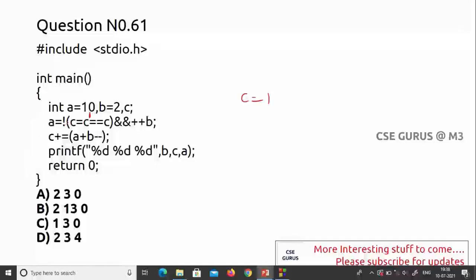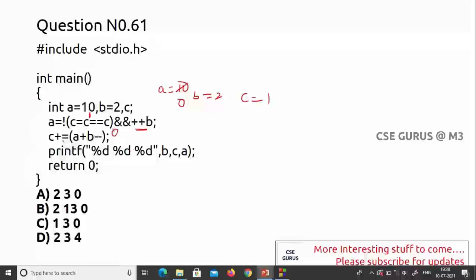Now not of 1. Not of 1 means its entire will become 0, right? So this entire will become 0. So 0 double AND. I told you in the logical operators, in logical AND, if the first one is 0, the second part will not be executed. That's why this increment will not happen, right? So B value is 2 as it is. A value is 10, till now A is 10. Now 0 double AND something, whether it may be true or false, it will become 0, right? So this 0 will be assigned to A. So now A value will become 0.